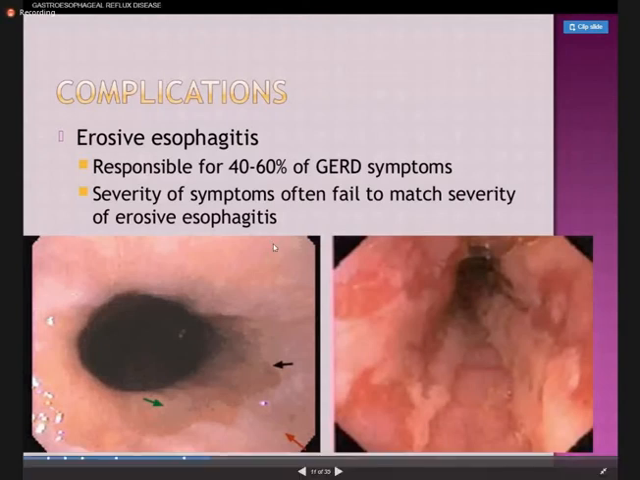Now, I need you to concentrate on this diagram. On the left side of the panel, you can see a relatively normal esophagus in which you see this black arrow. It's showing the Z line. The Z line is the area where the mucosa of the esophagus meets the mucosa of the stomach, the gastric mucosa. So you can see the salmon mucosa down beneath, which is the gastric mucosa, and the pale mucosa, which is the esophageal mucosa. And this is the Z line.